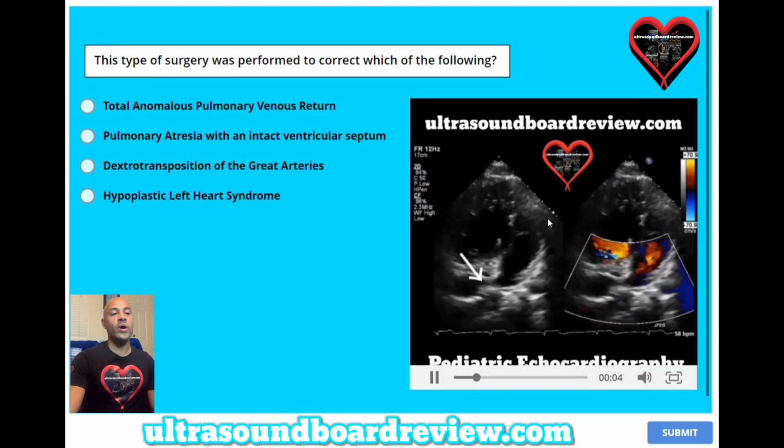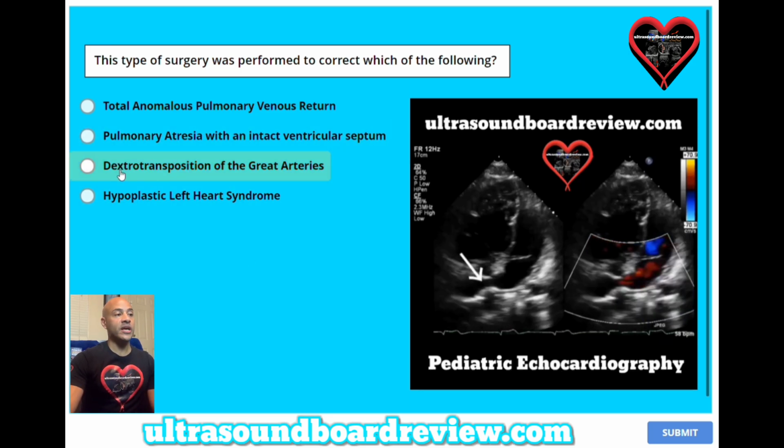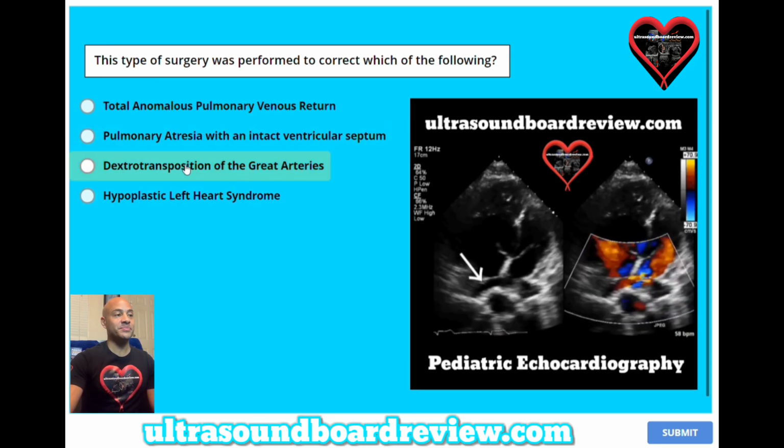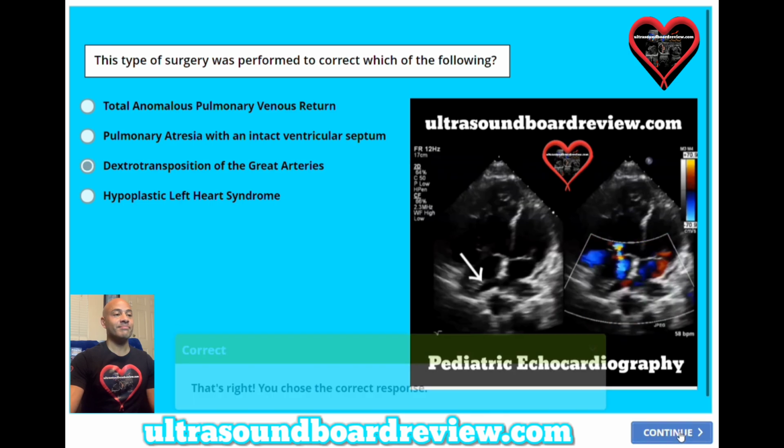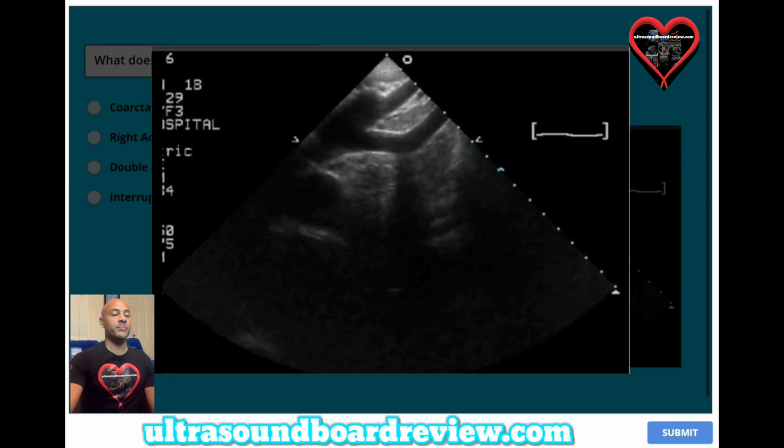This is a patient who had a Mustard procedure to correct their dextrotransposition of the great arteries. Question 111. What does this image demonstrate? A. Coarctation. B. Right aortic arch. C. Double aortic arch. Or D. Interrupted aortic arch?